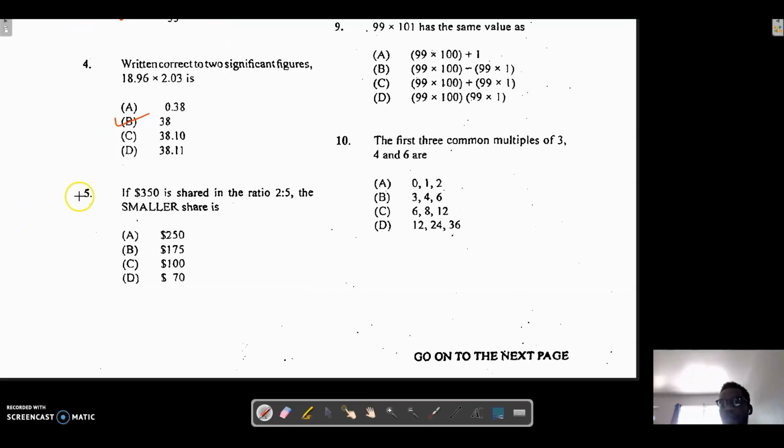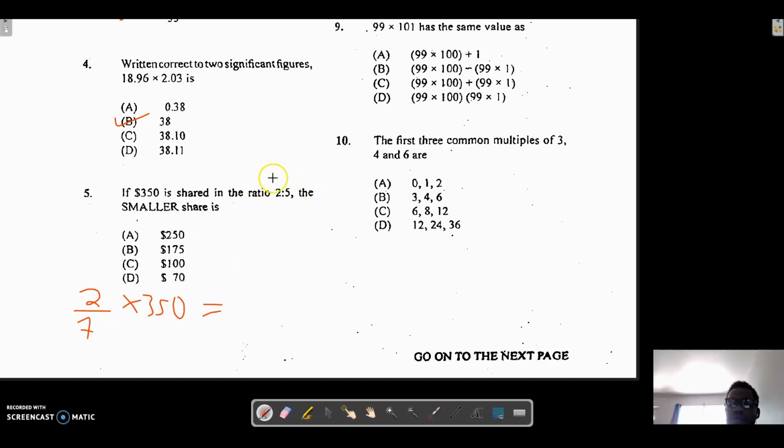All right, question 5. If $350 is shared in the ratio 2 to 5, the smaller share is. So in that ratio, for every 2 shares, there are 5 shares. The smaller share would be 2, but it would actually be 2 out of 7 shares times 350, because the total amount of shares would be 7. So it would be 5 shares plus 2 shares, that's 7 shares.